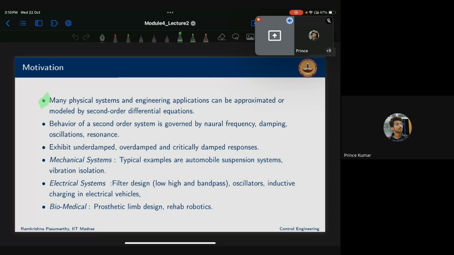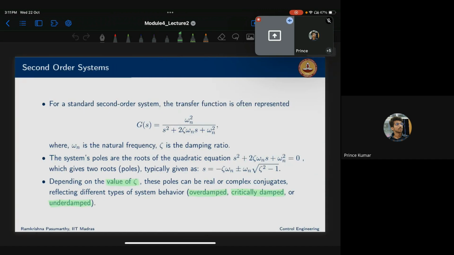So here again, as I said, most of these complex systems are divided into very small parts. Each smaller part could be a first order system or a second order system. Most of the engineering systems, like mechanical systems, electrical systems, biomedical systems, are governed by these frequency components. Mostly they are second order systems. We can represent or model those systems with second order differential equations. So that is the basic motivation for the second order systems.